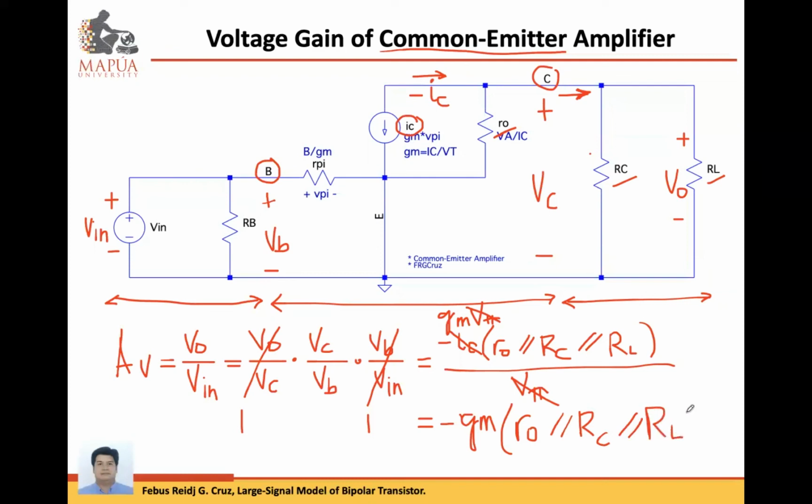So just compute for gm using this: you have the operating collector current divided by the thermal voltage. And you can get the equivalent voltage gain. All right? So, nasundan ba? Please confirm. Yes po, sir.